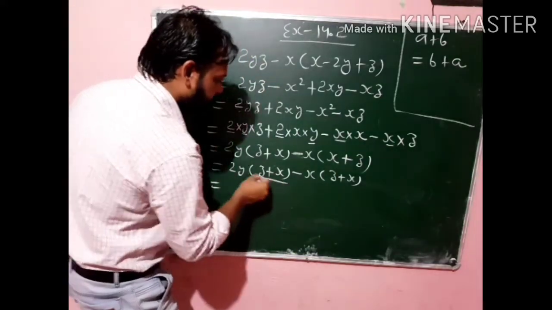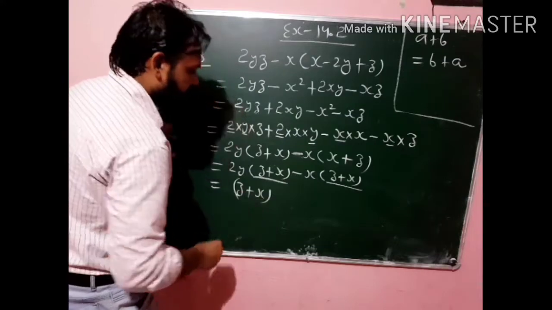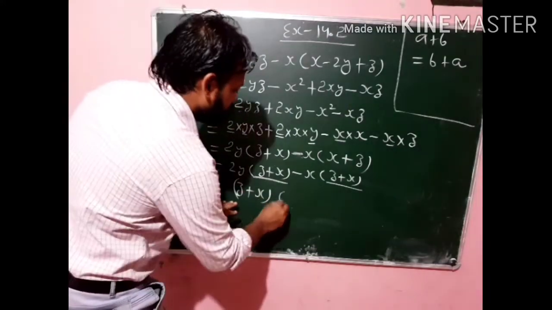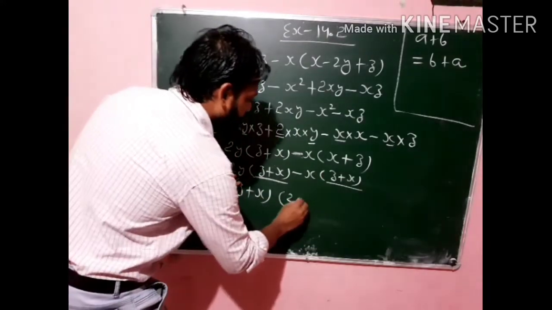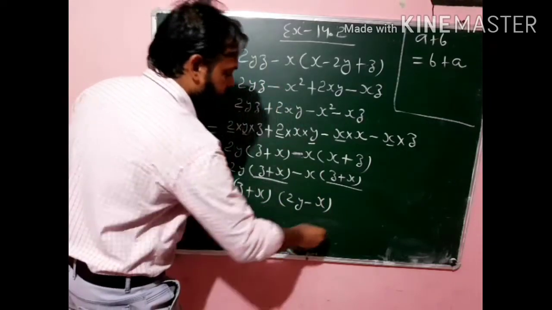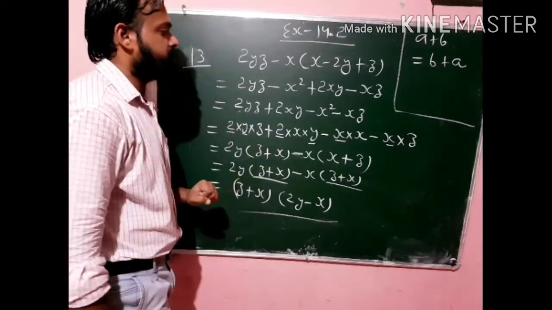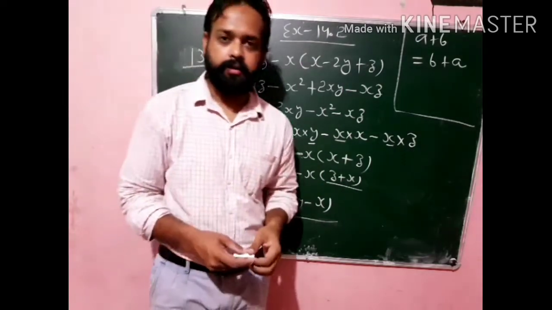Okay, now see, this z plus x and this z plus x is common here. So take this z plus x common. Now you can see 2y and then minus x is left inside the bracket. So these are the two factors of this algebraic expression. I hope this is clear to you.